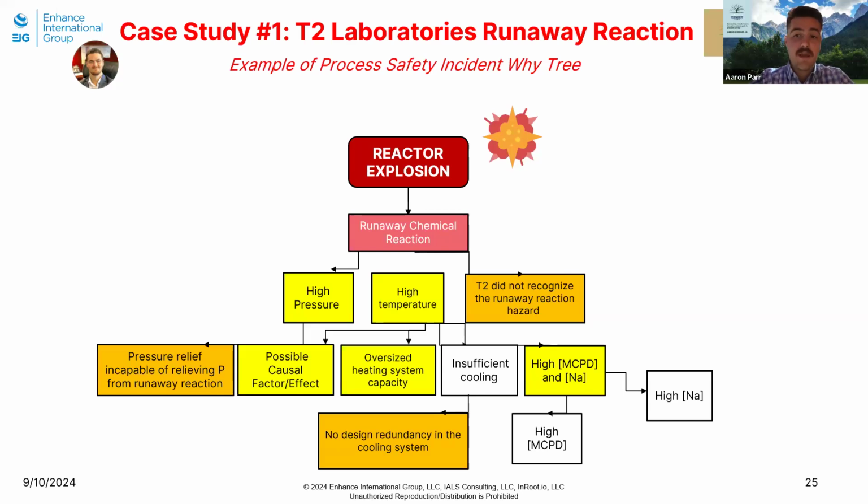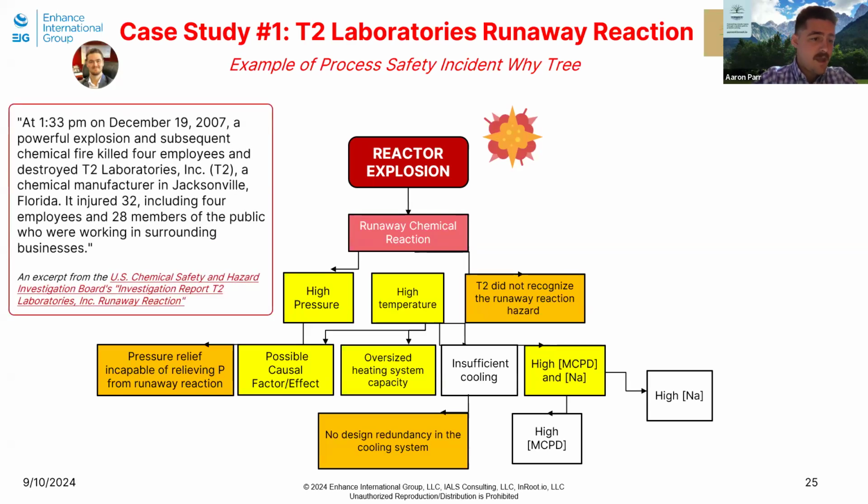From this causal tree, the main root cause that was found was that runaway chemical reaction. Previous warnings had been ignored, and no RCA had been conducted. A couple other key issues in this causal tree: insufficient cooling, related but slightly different, an oversized heating system. There were high critical chemical levels like MCPD and sodium, which contributed to the right conditions to have that runaway reaction. There was pressure relief, but it was not sufficient to handle that runaway reaction. And related to that, there was no design redundancy to take care of it if there was a runaway reaction.